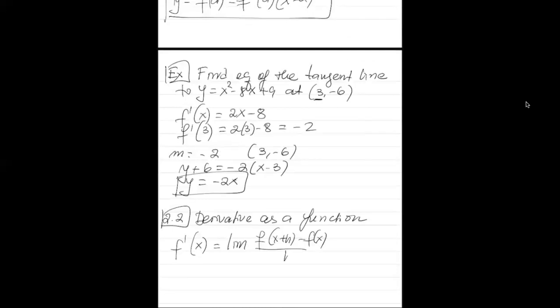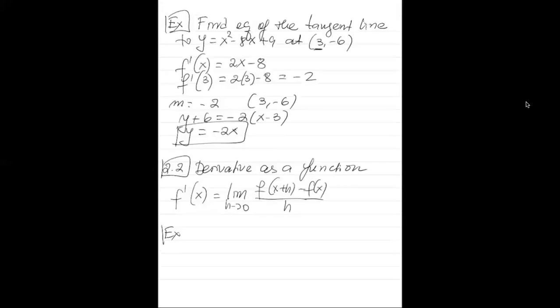So example, if f of x is equal to x to the third minus x, find f prime of x. Derivative as a function. So the answer, you know the quick answer from the formulas, but if you use the definition, it's going to take a little longer: 3x squared minus 1. 2.3, differentiable functions.